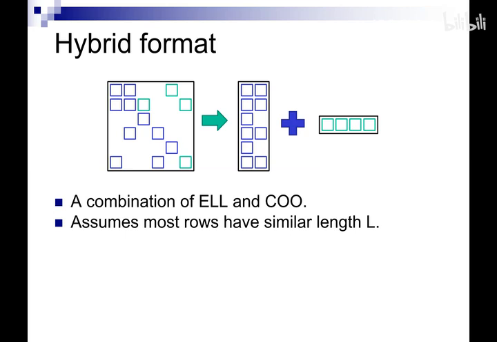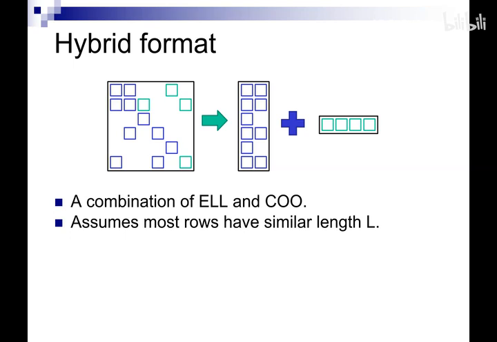Then if you use the ELL format, you're going to have to make the size of the matrix, the number of columns, equal to the maximum number of non-zeros in any row. So that could be much larger than the average number of non-zeros. So then it's very wasteful to use the ELL format.